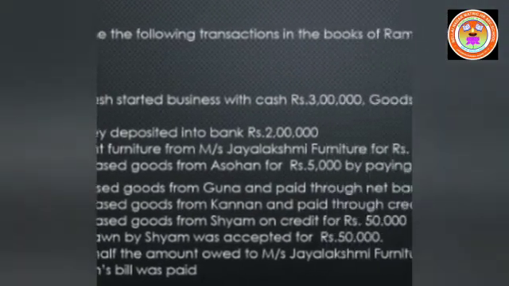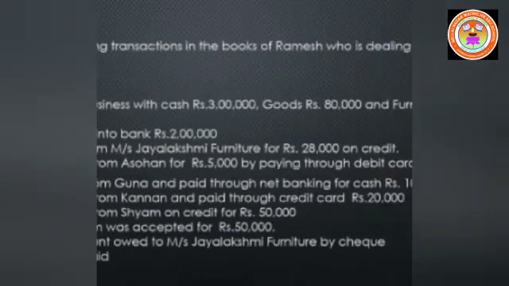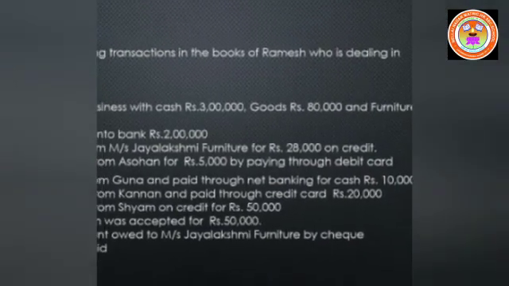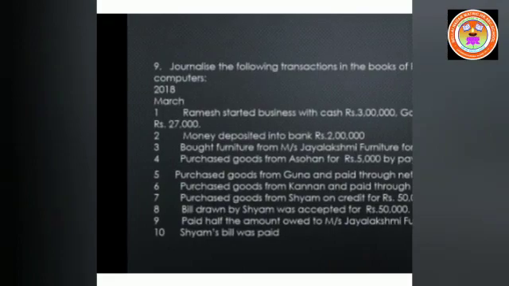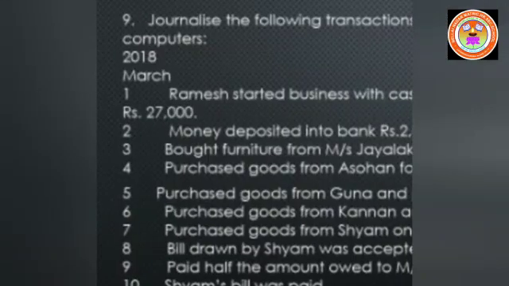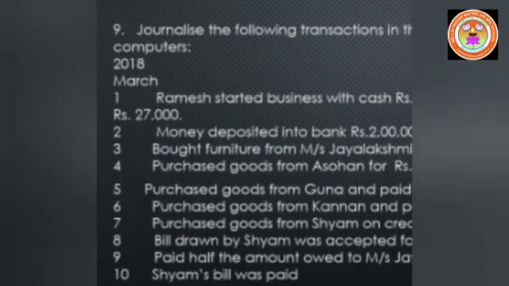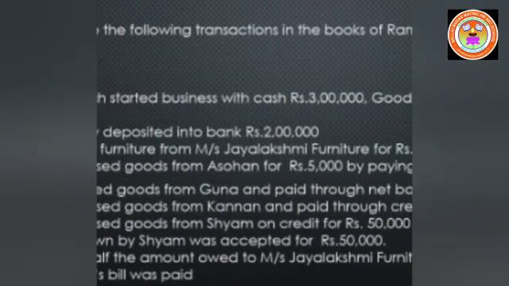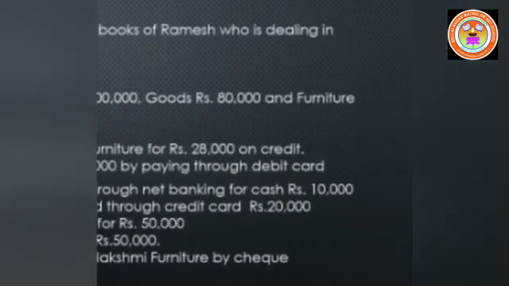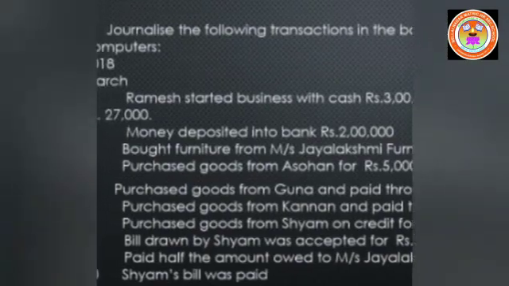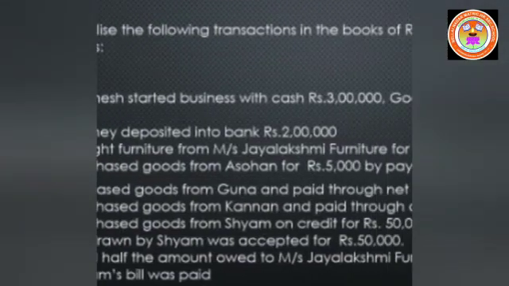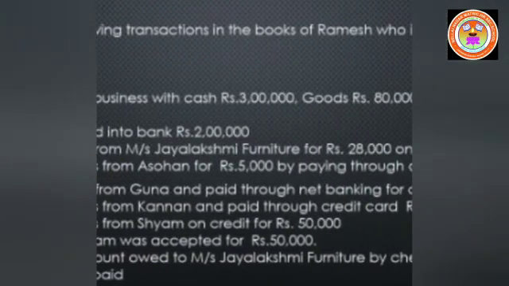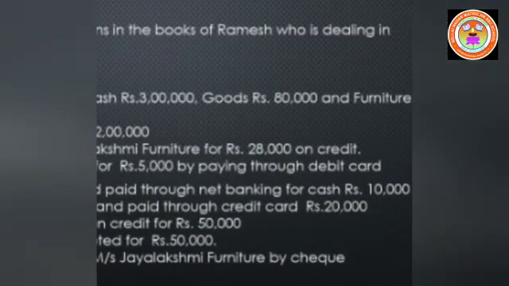Journalize the following transactions in the books of Ramesh, who is dealing in computers. Year 2018, March month. On March 1, Ramesh, the owner, started business with cash, goods and furniture. The amounts were given: cash rupees 3 lakhs, goods rupees 80,000 and furniture rupees 27,000.